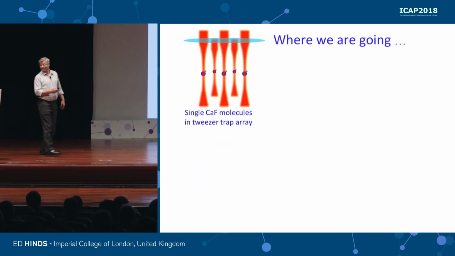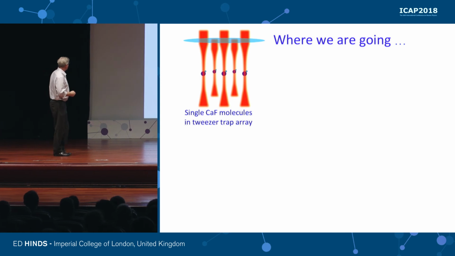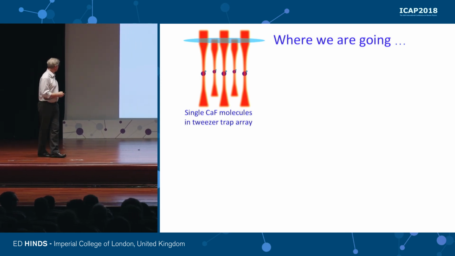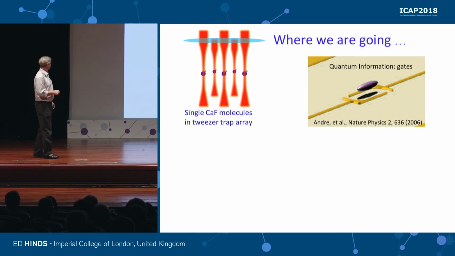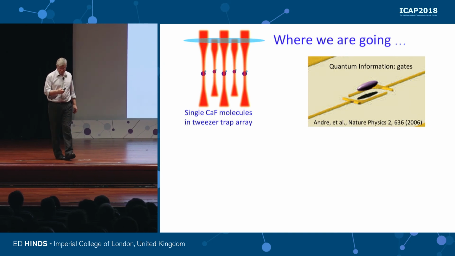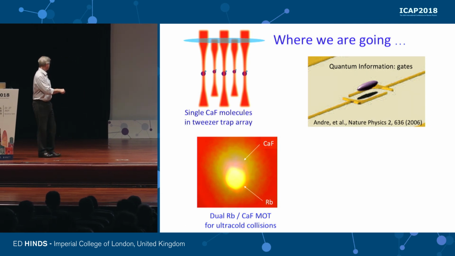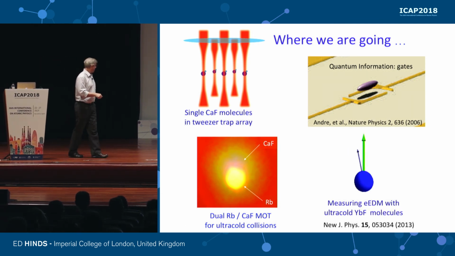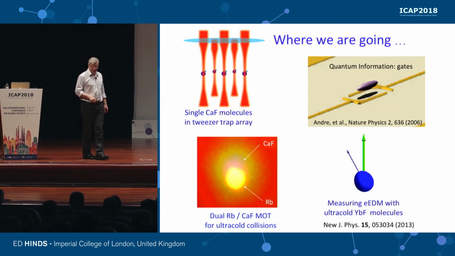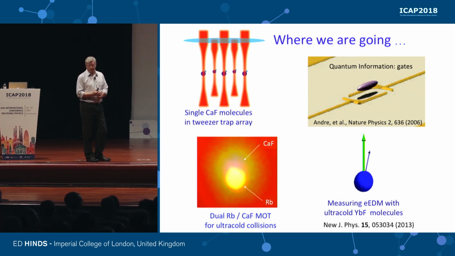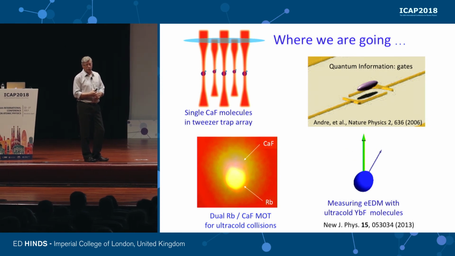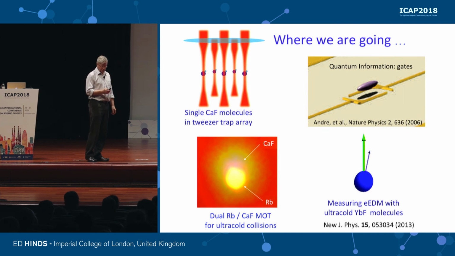So where are we going? We're working on making an array of tweezer traps for calcium fluoride molecules. This is for quantum simulation kind of applications. This is an old idea of using molecules for quantum information processing. We've built a dual rubidium calcium fluoride MOT for studying ultracold collisions, and we have an experiment to measure the electric dipole moment of the electron with such a high precision that we will be probing new elementary particle physics up to 300 or 400 TeV, which is far beyond what any collider experiment can see.